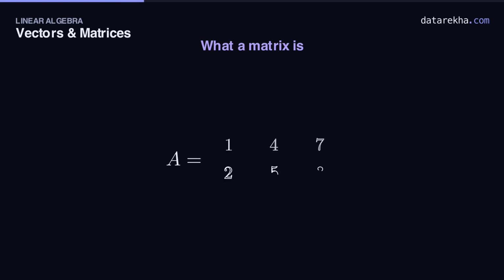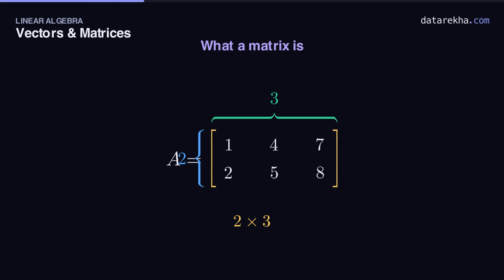A matrix is simply a rectangular grid of numbers. Here's one with 2 rows and 3 columns. We describe its size as rows by columns. So this one is 2 by 3. Rows always come first. Say it that way every time and you'll never mix them up.